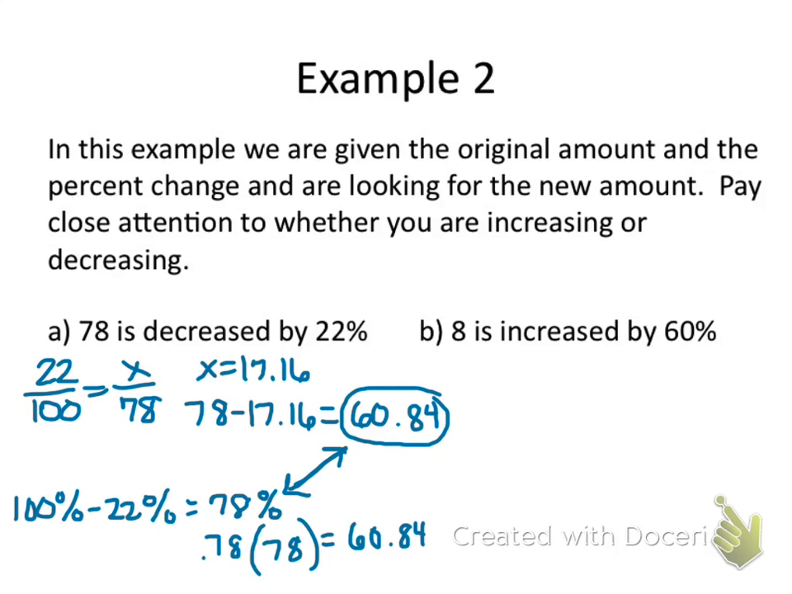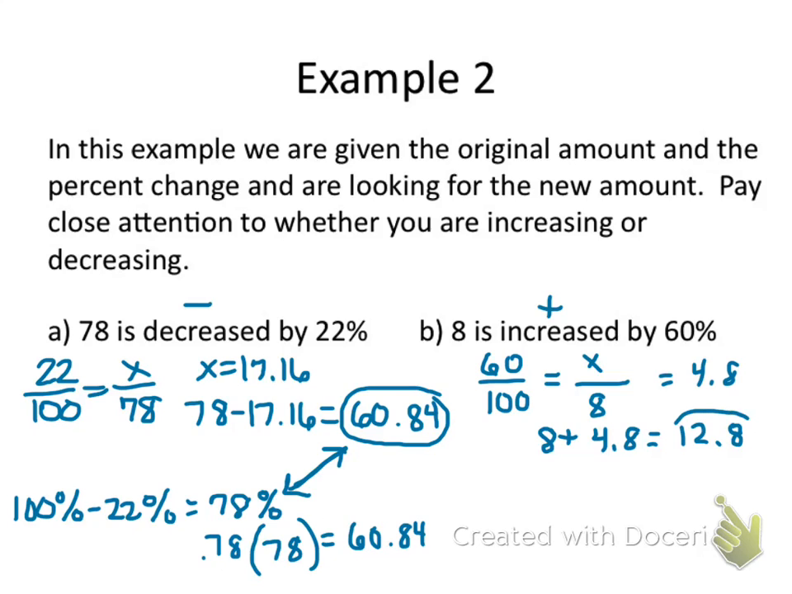For part B, we could do the same thing. We could set it up as the proportion. I'm not trying to discount that way of thinking. So we have 60 over 100. And since this is being increased, right, this was being decreased, this x is our amount of change. So when we calculate this mid-step, x is equal to 4.8, we now have to add it in because 8 is being increased by this amount. So 12.8 is our final answer, right? That's the new amount. 8 is increased by 60%, that equals 12.8.